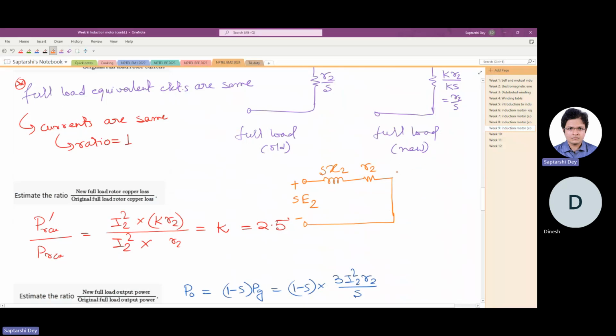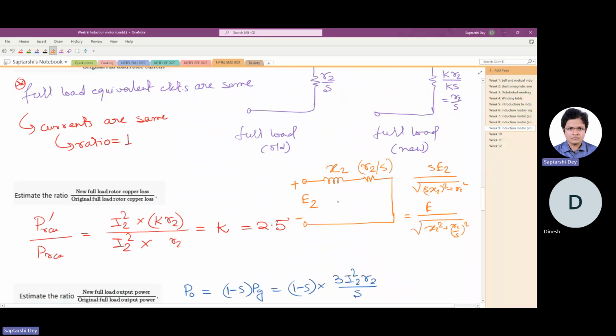Now, the current is this. We divide by S. What we get is squared. So this circuit equivalently we can draw like this. What is the advantage of drawing the circuit like this?